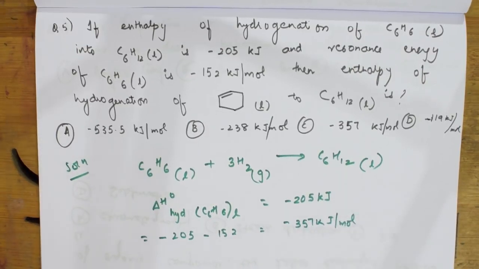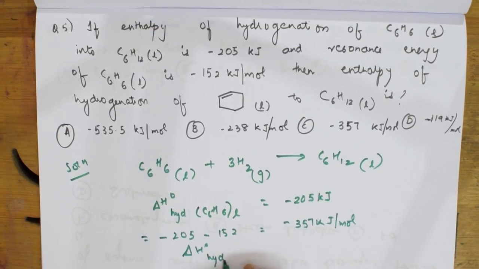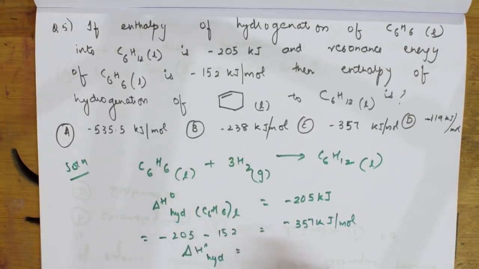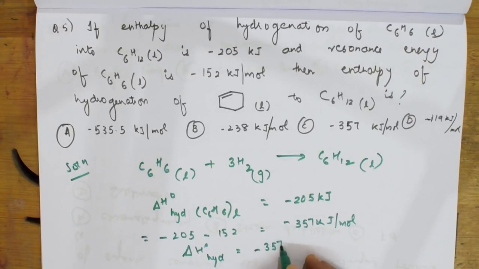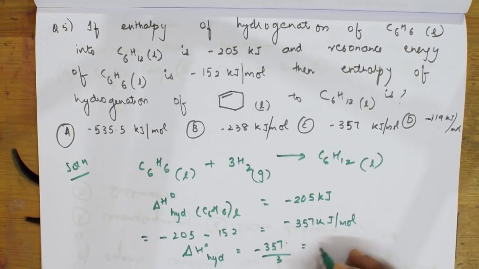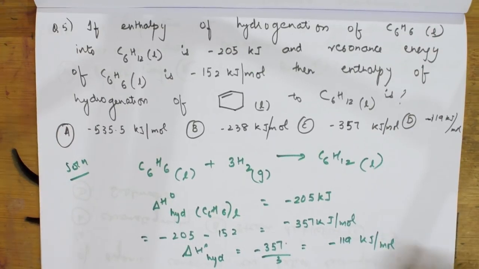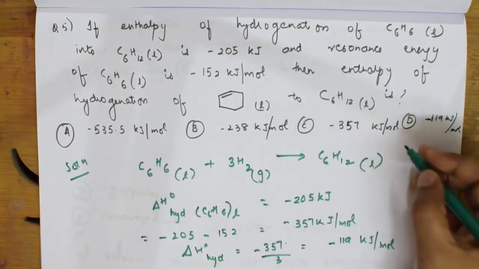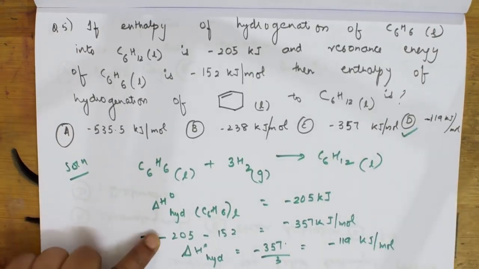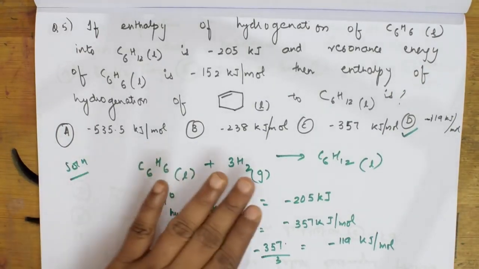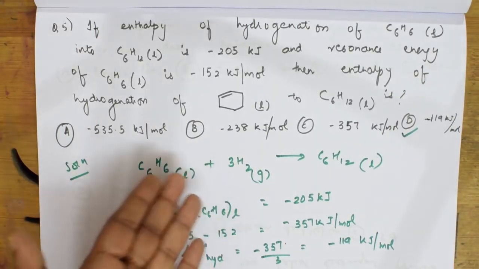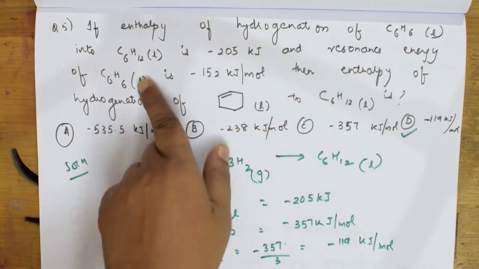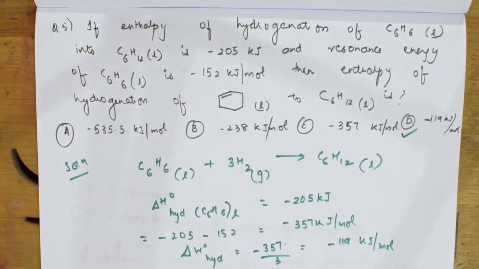Correct? Now delta H, that is enthalpy of hydrogenation. How many are there? 3 hydrogens we have added. So minus 357 by 3, which comes to minus 119 kilojoules per mole. So the correct option here is option D. So this is clear, students. Because this is on this side, I need to add to this. I am adding that resonance energy, that is what they've given, and the resonance energy of this is also given. So let's come back and do the next numerical.